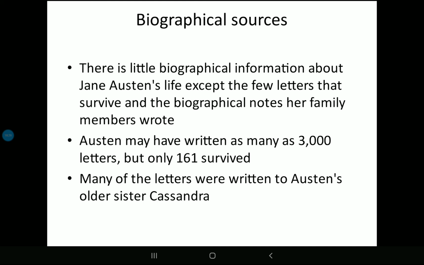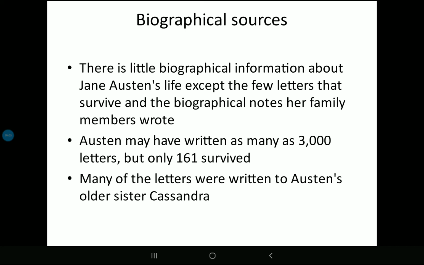Austen may have written as many as 3,000 letters, but only 161 survived. Now, this is a very typical tendency of Jane Austen. Even in the novel Pride and Prejudice, you will find there are so many letters. Sometimes it has been asked whether we can consider Pride and Prejudice an epistolary novel or not. So 161 survived. What happened to the other letters? They were actually destroyed. Many of the letters were written to Austen's older sister Cassandra.